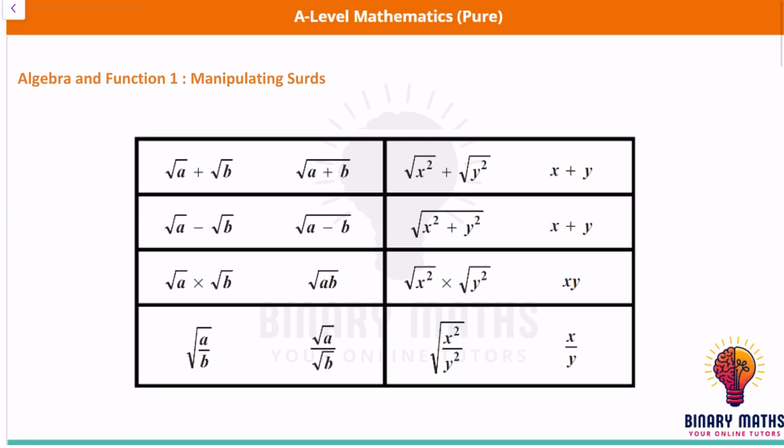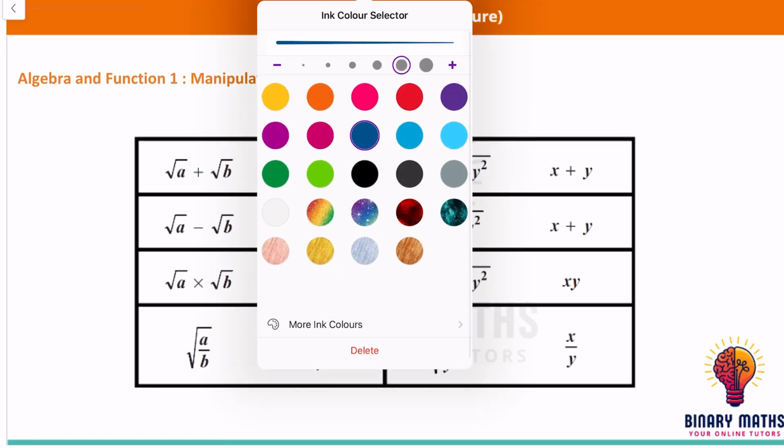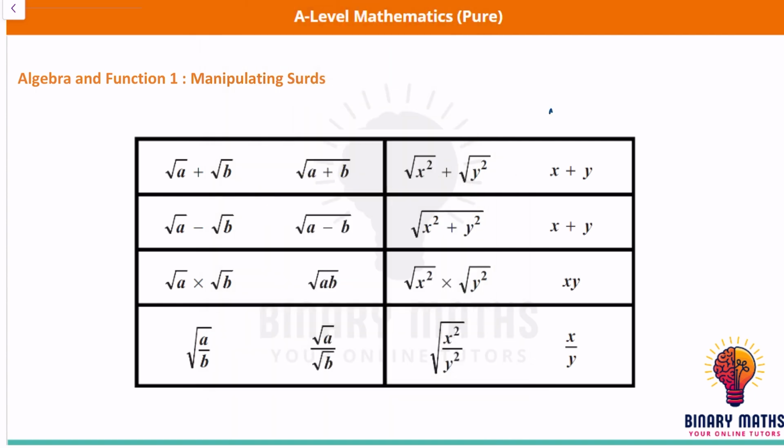The first thing I want to make clear are the rules of surds. So which of these statements are true and which are false? I have root of a plus root of b is equal to root of a plus b. This statement is unfortunately false. We can prove this using a counterexample. If we let a be equal to 9, so root of 9, and b be equal to 1, so root of 1, then root 9 plus root 1 is the same thing as 3 plus 1, which is equal to 4.